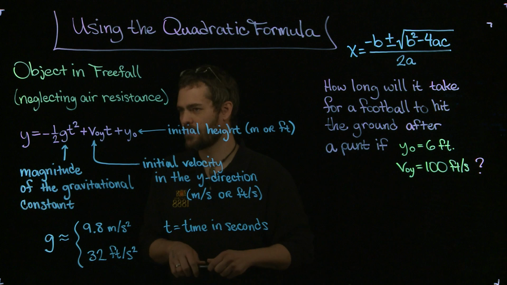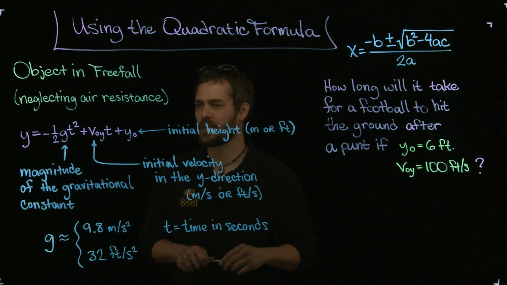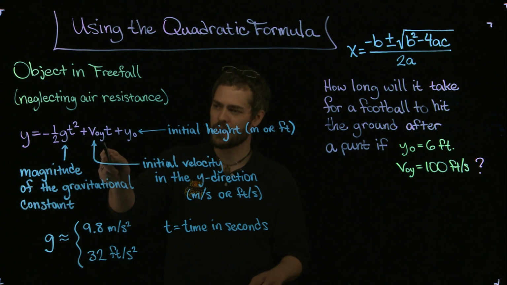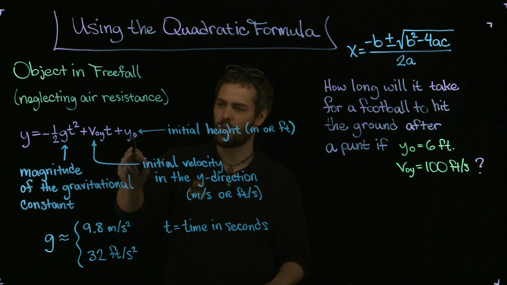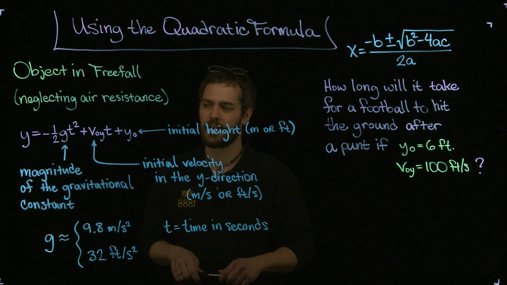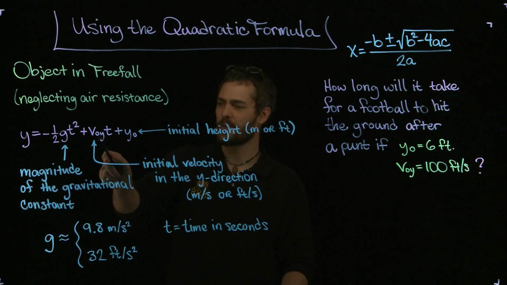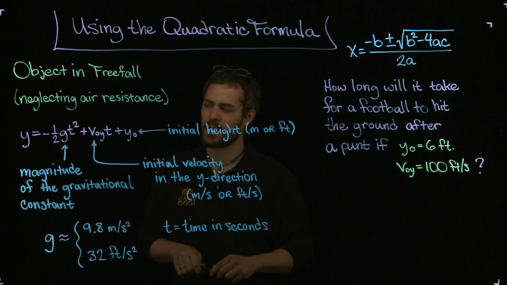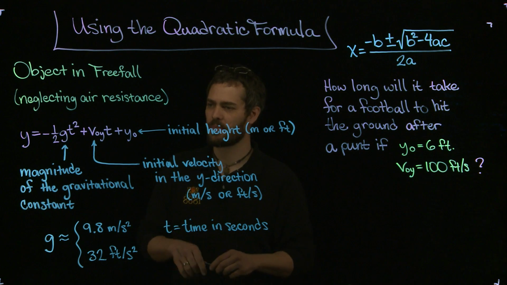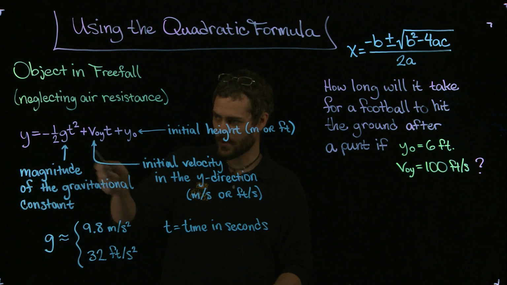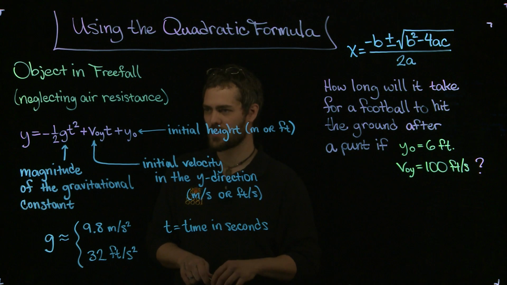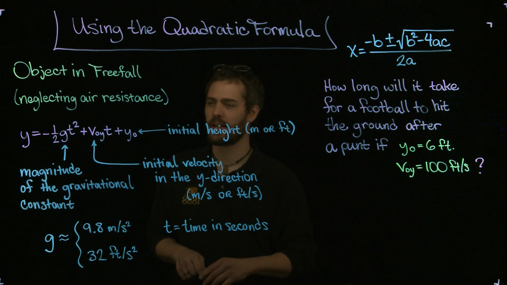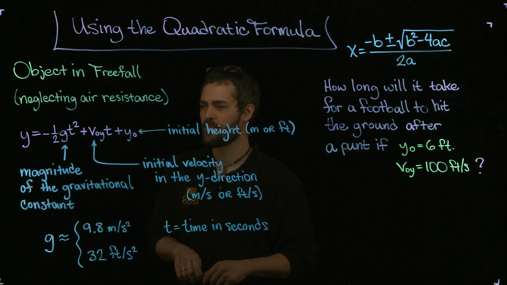y is equal to -1/2 g t squared plus v naught in the y direction times time plus y naught. And I keep saying naught, sometimes people say 0, but those quantities mean initial things. So let me break down this equation. You can see that it's quadratic in time. You got a t squared and then a t and then a constant term at the end.